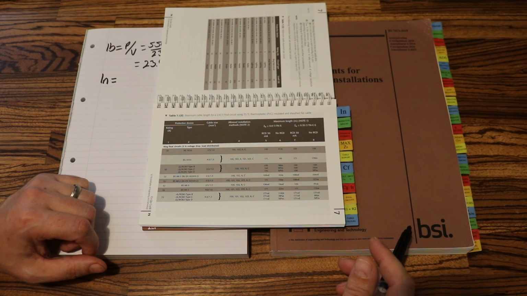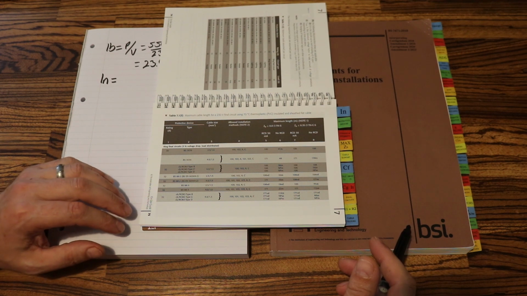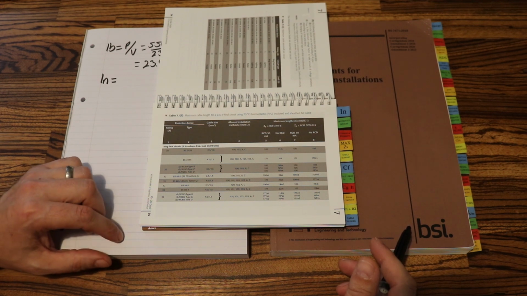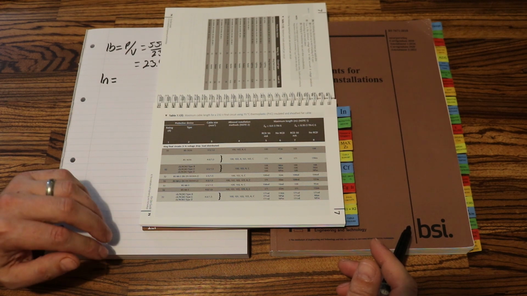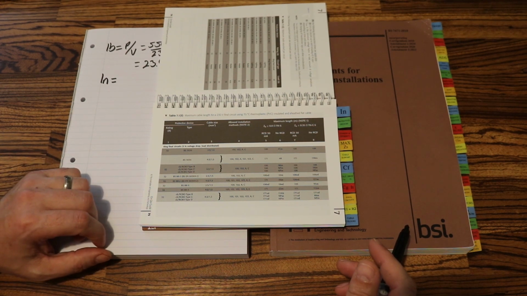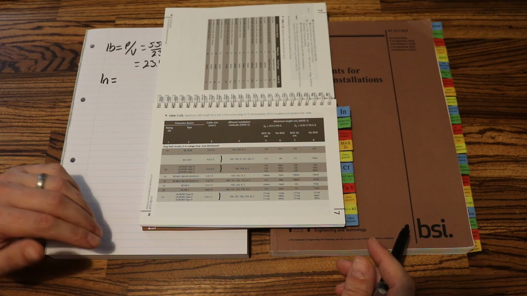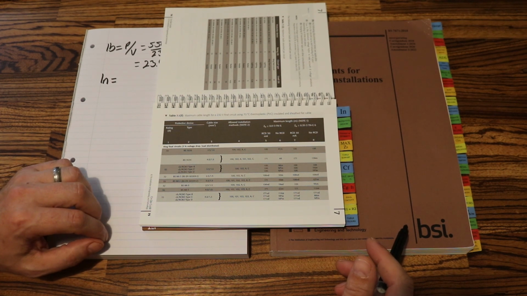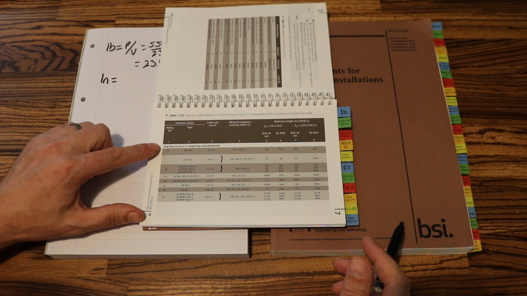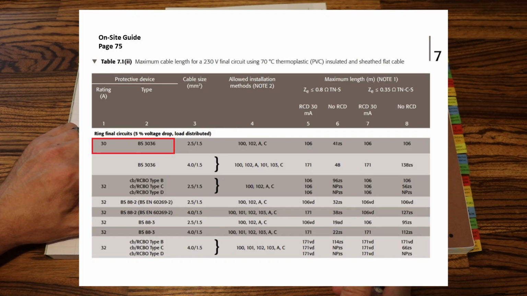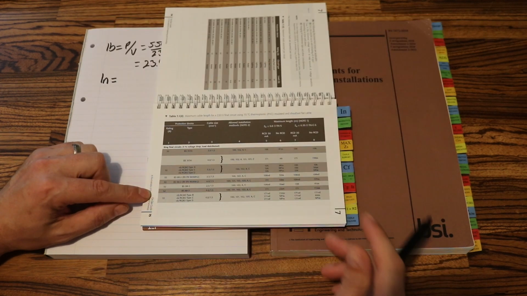Our IB was 23.91, so we'll say 24. So we need a BS 3036 that is 24 amps or above. It has to be as close to the IB as we can get, but not lower than. It can be equal to. So let's have a little look. Straight away I found a 30, the first one to come to. 30 amps is a BS 3036.